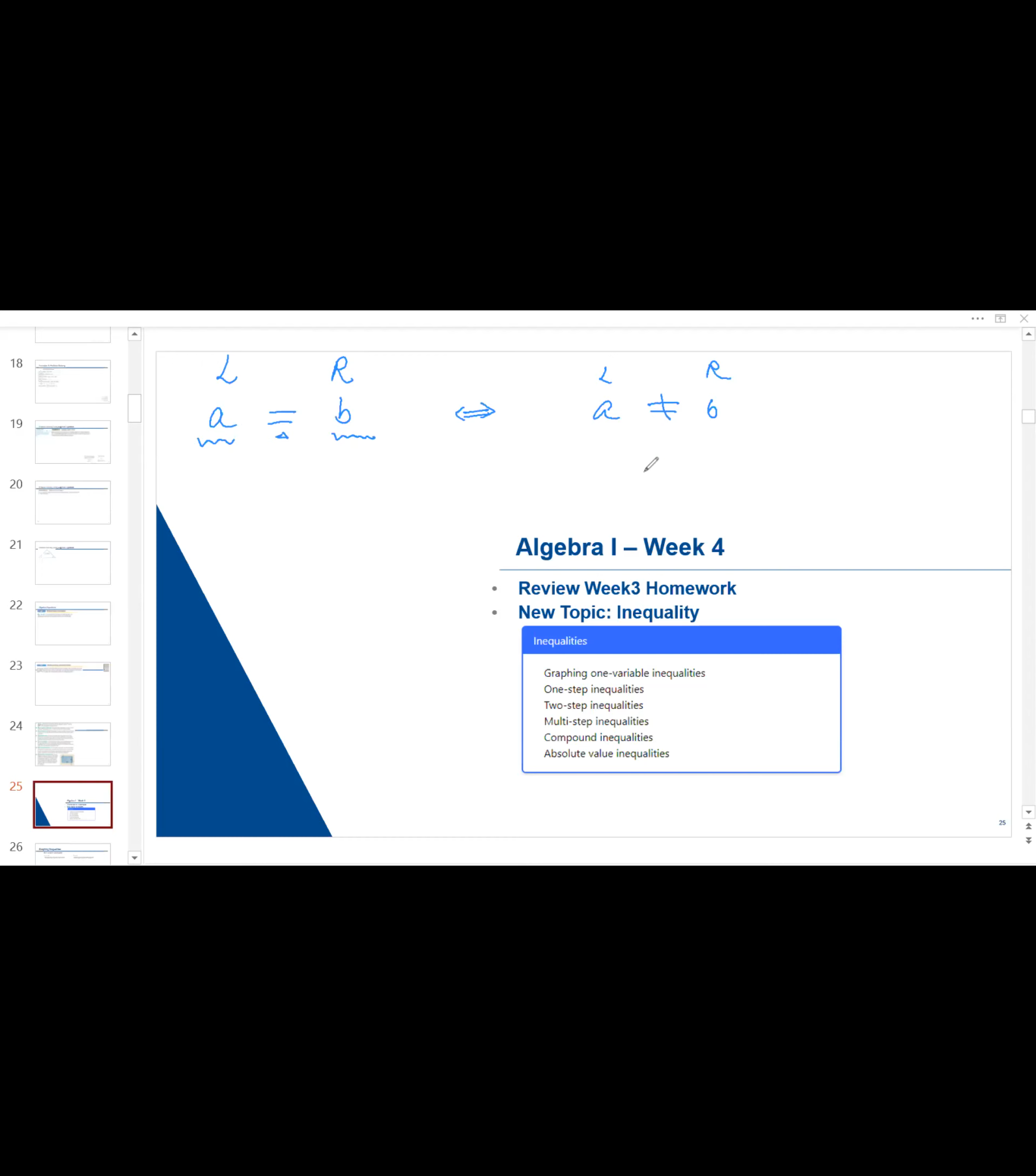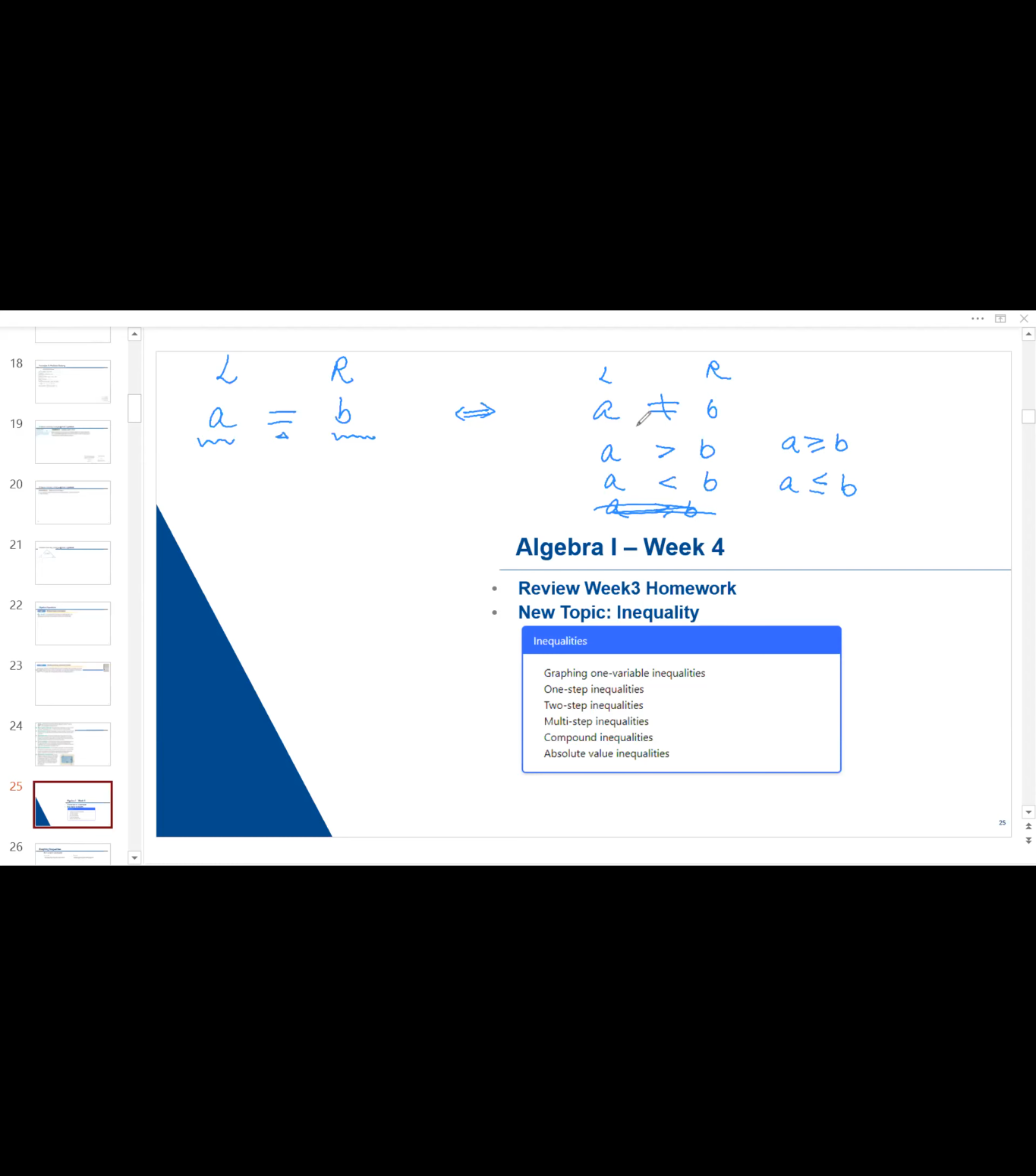When they are not equal, there are many possibilities, right? They may say A greater than B. They may have A less than B, right? Maybe A is greater than or equal to B. Let me write here, greater than or equal to B. Or maybe A is less than or equal to B. They have at least 5 different kinds of inequality.